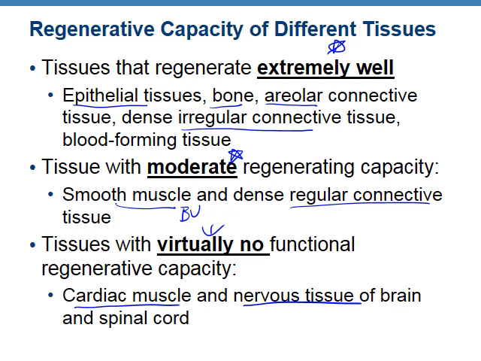The reason they say virtually is that we have seen some regeneration in these tissues, but it's not enough. If you damage either your heart or nervous tissue in your brain and spinal cord, it cannot regenerate enough to replace the damaged tissue, so you're going to lose function in those areas.